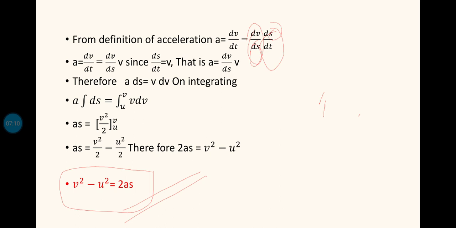These three equations you must learn by heart, that is v is equal to u plus at, s is equal to ut plus half at square, and v square minus u square equal to 2as. Here u is the initial velocity, v is the final velocity, t is the time taken to travel from one position to another position, and a is the acceleration. So we have derived the three equations. The derivation is not that important, but these equations are very important.